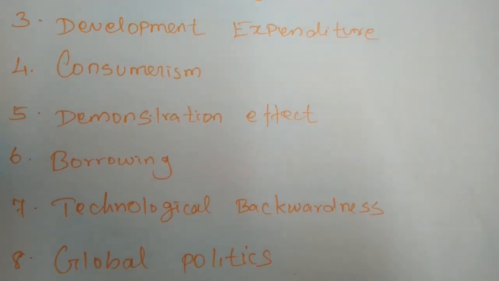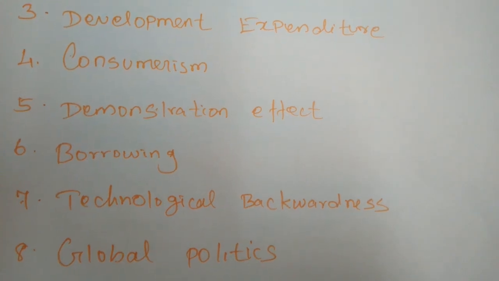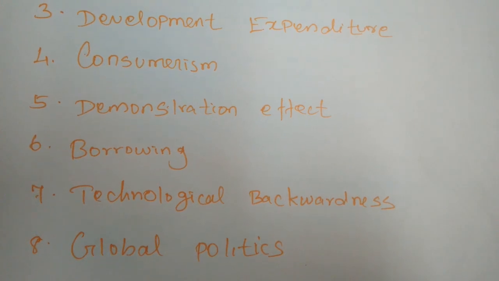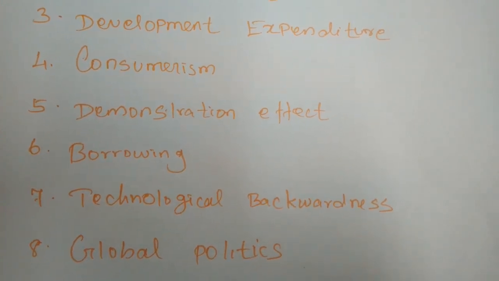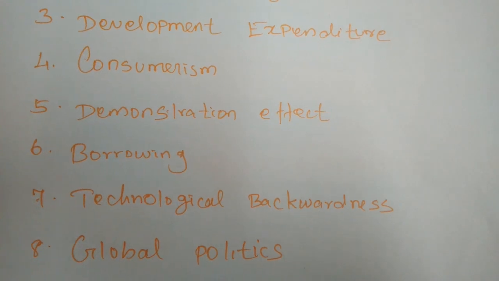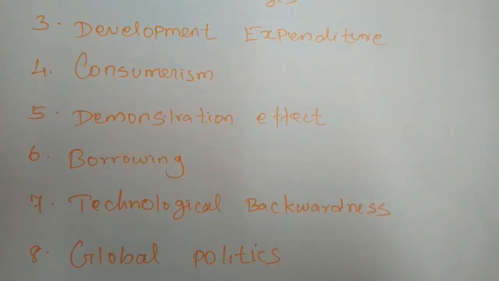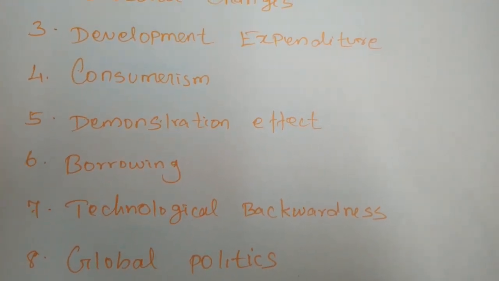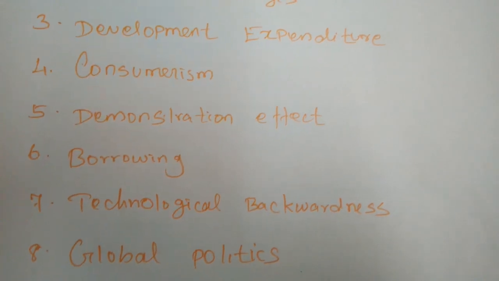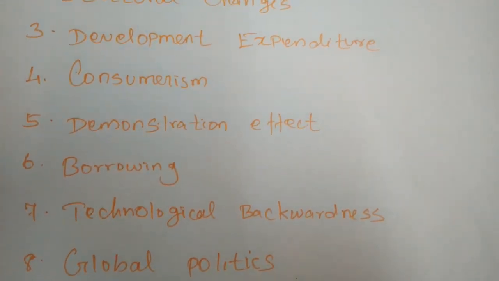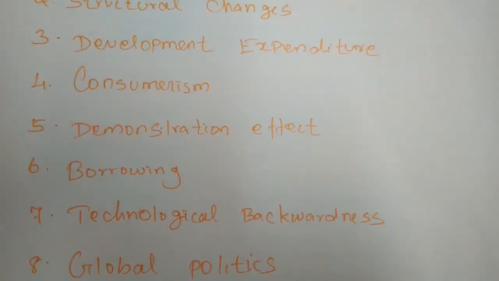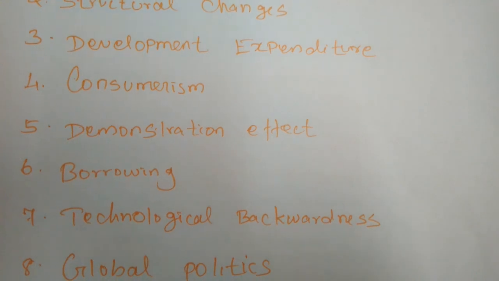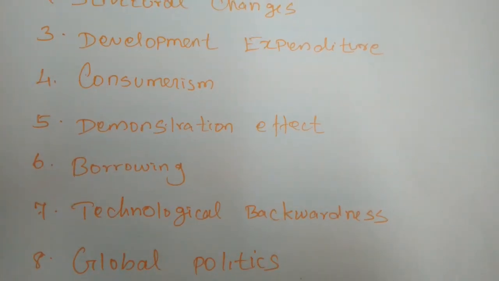So even in these underdeveloped countries, the people are not having the savings. They spend on consuming more luxury commodities, and they get the desire to live like foreign people. So when they get the desire to live like foreign people, they want to consume more commodities. This is called the demonstration effect. So this demonstration effect also brings more demand in the domestic market.